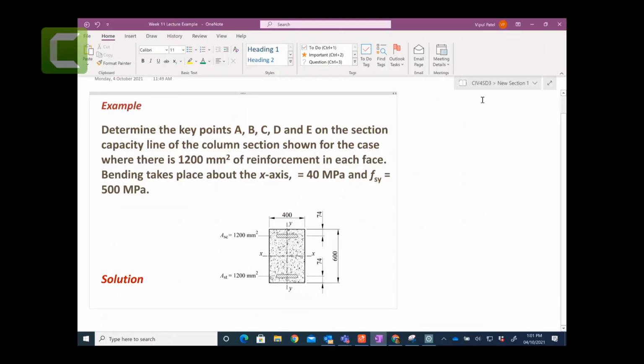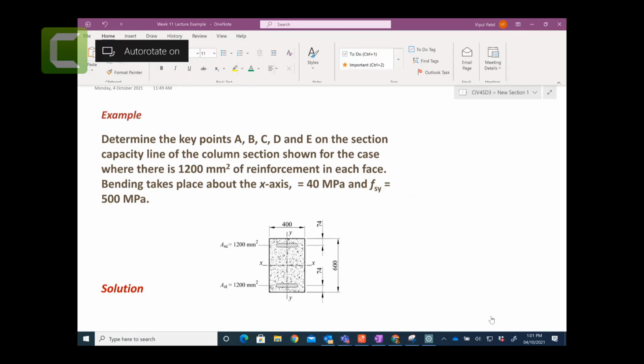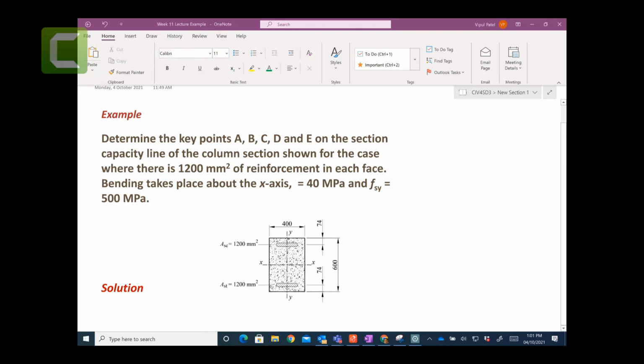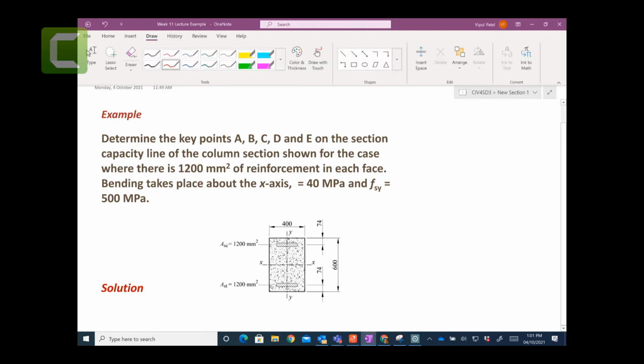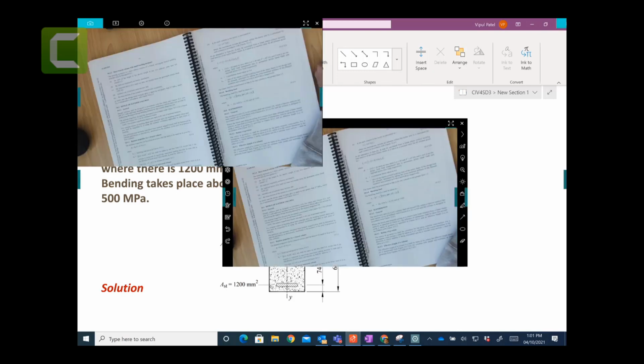We need to cover this: examine and develop this interaction diagram. Let me turn off my camera so it does not come in the way. All right, now let's read this one. Determining the key points A, B, C, D, E. So what do A, B, C, D, E mean?